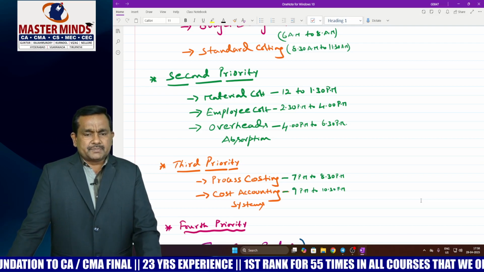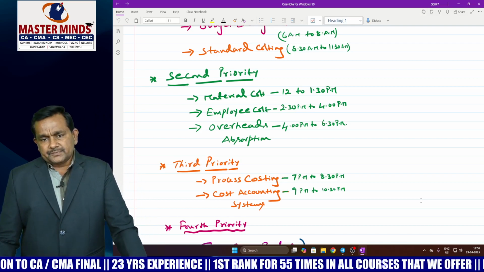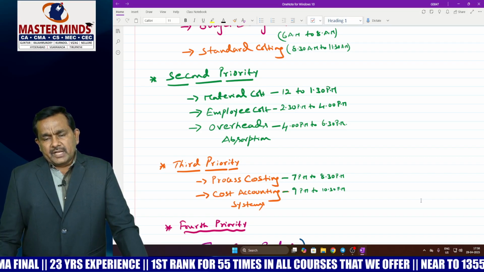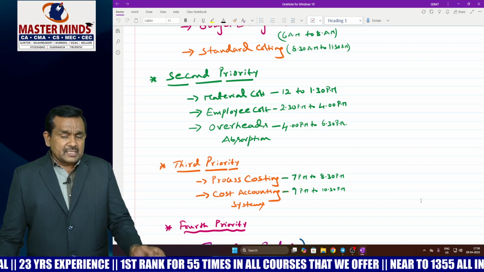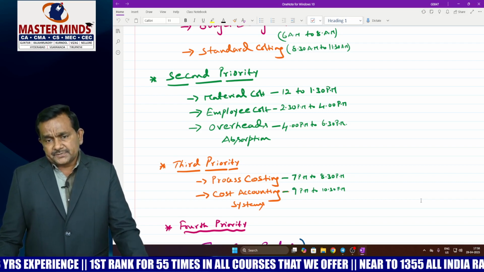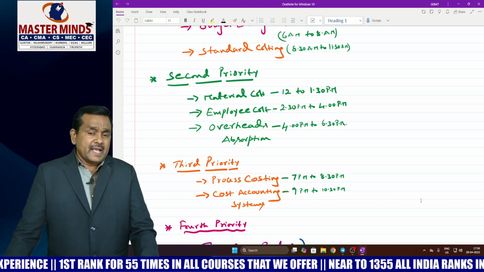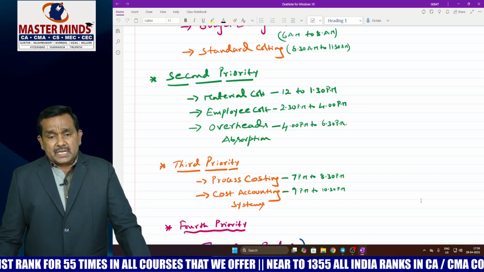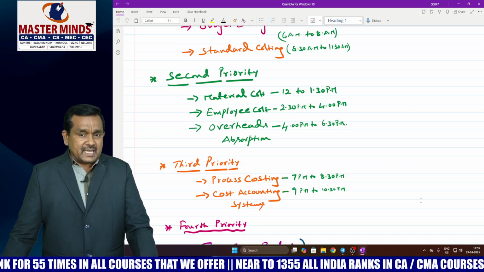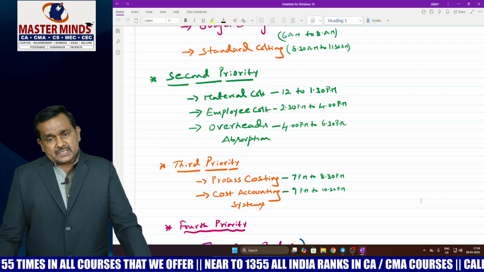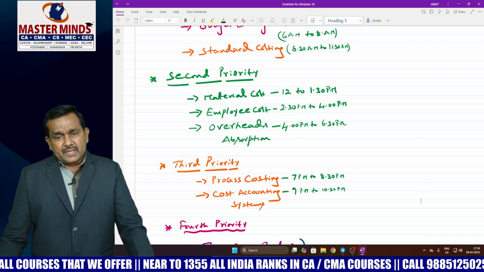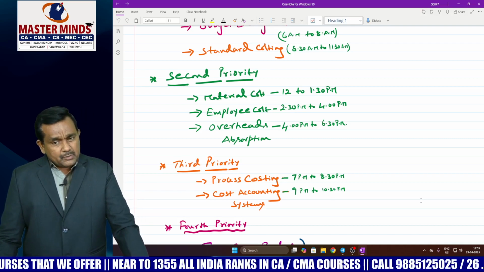Next, overheads chapter, sir. In the overheads chapter, the main one is calculation of under or over absorption of overheads. This area is very important. Second one is calculate the department wise overhead rates. In this case, first step, primary distribution sums. Next, secondary distribution. In secondary distribution also there are three models.